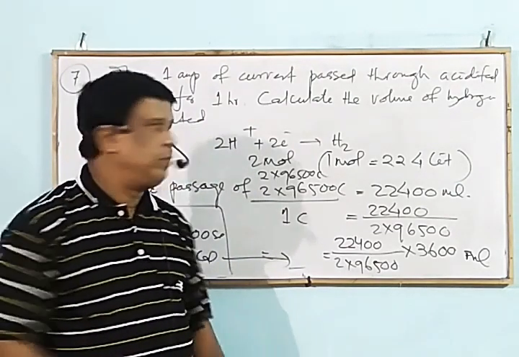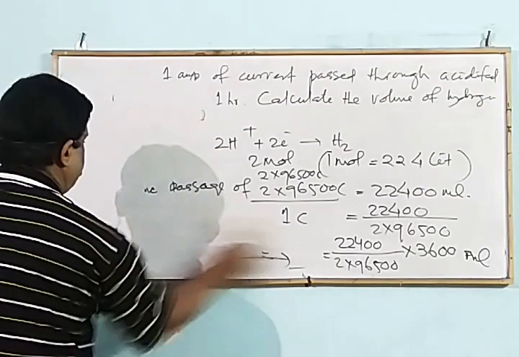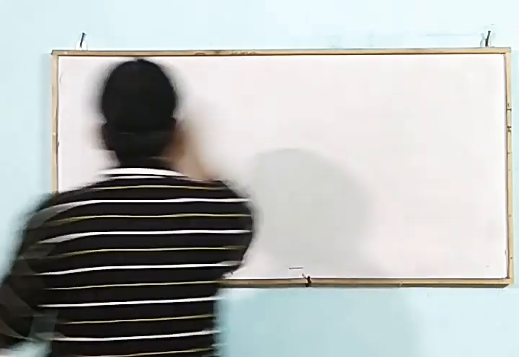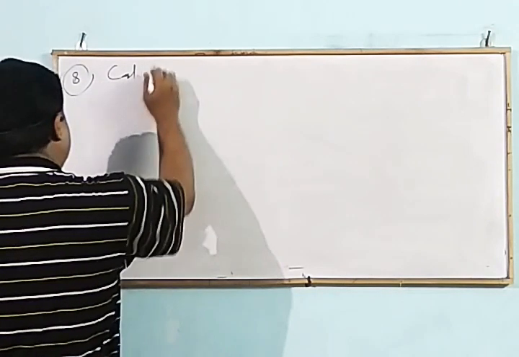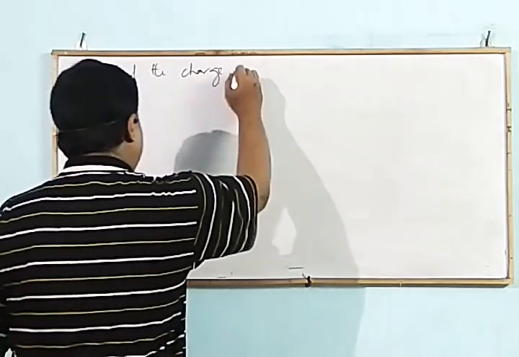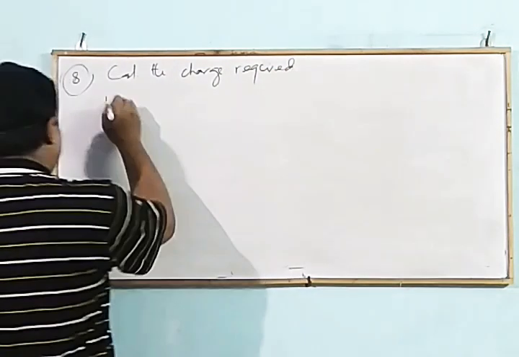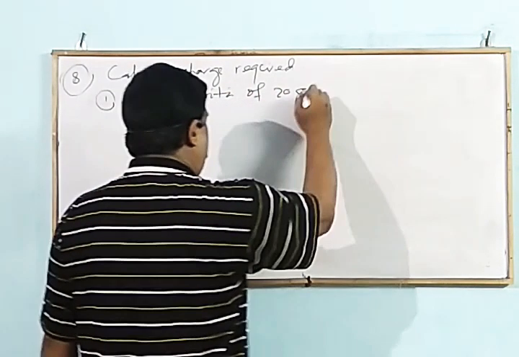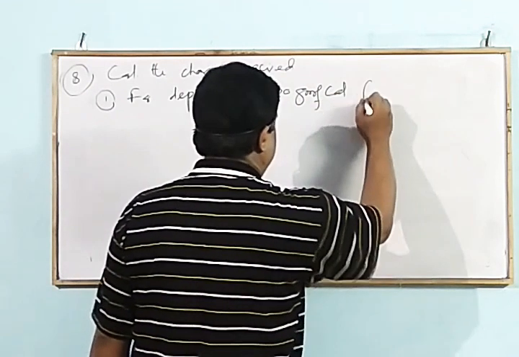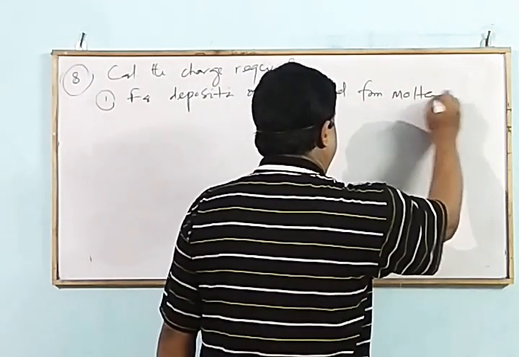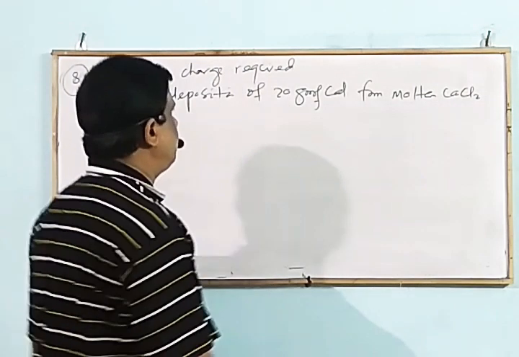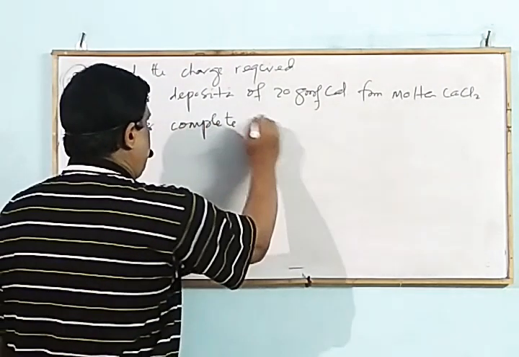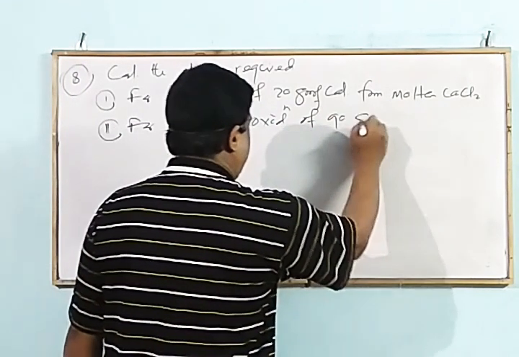Move to another type of problem. Calculate the charge required for deposition of 20 gram of calcium from molten calcium chloride, and for complete oxidation of 90 gram of water.